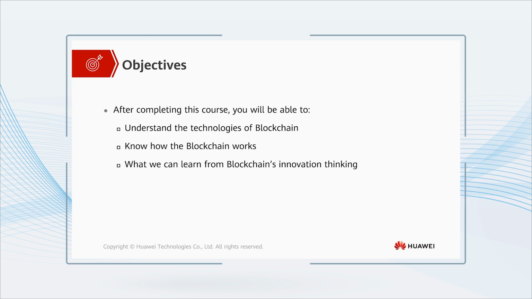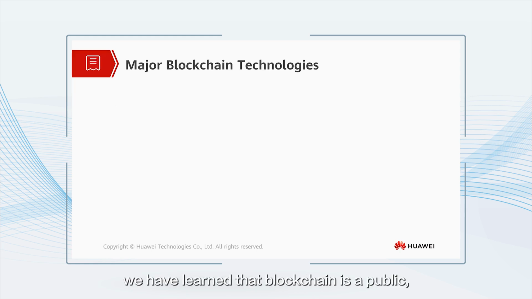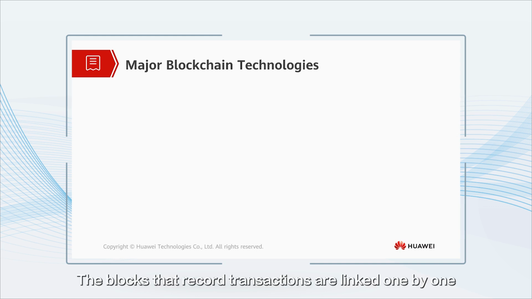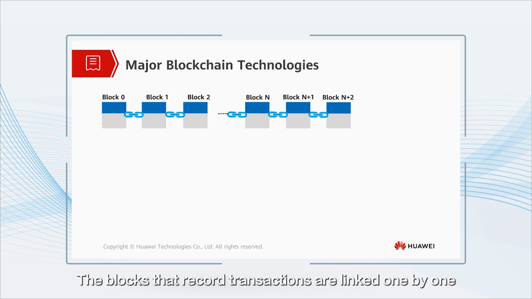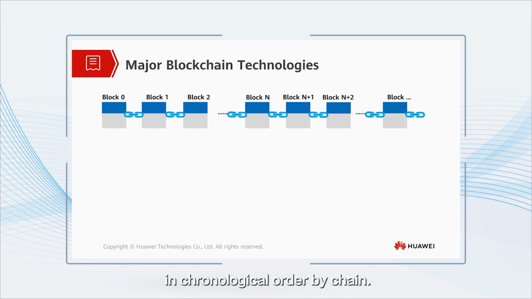In the last session, we have learned that blockchain is a public distributed ledger. The blocks that record transactions are linked one by one in chronological order by chain. Once the block is added onto the chain, nobody can modify or delete it. To do this, blockchain technologies need to address several key issues.